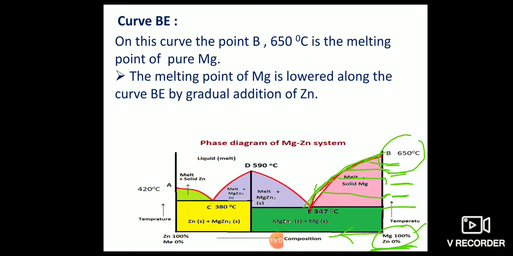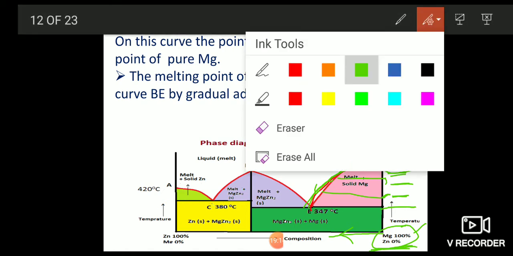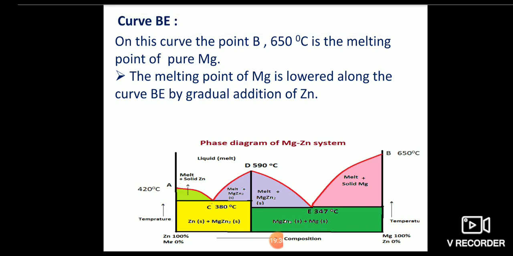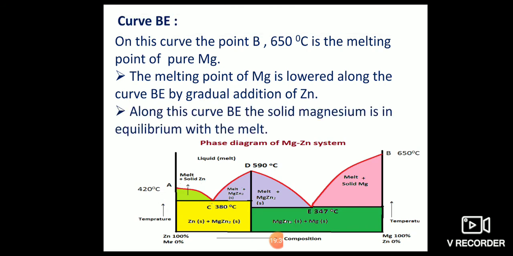Now along this curve B, which two phases are in equilibrium? Along this curve B, we started with solid magnesium, and at the melting point it starts melting. So melt is present, and on addition of zinc, that zinc goes into the melt. That is, melt and solid magnesium are present along this curve. That is what we are seeing in the next point: along this curve B, the solid magnesium is in equilibrium with the melt.